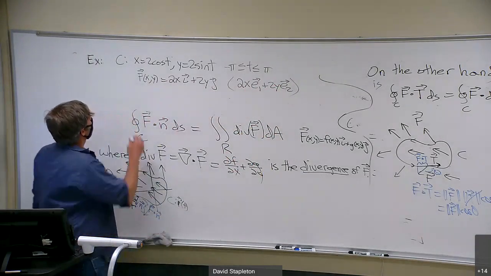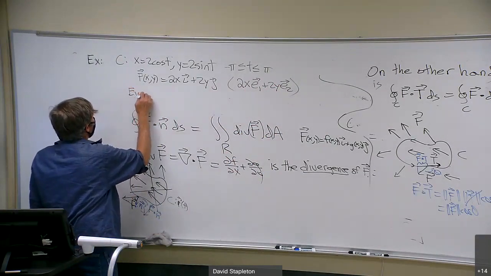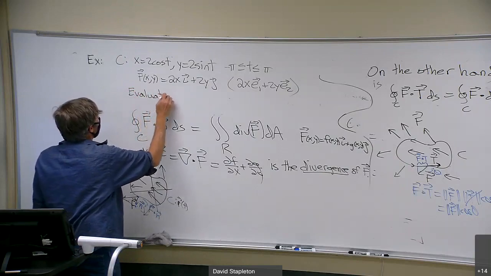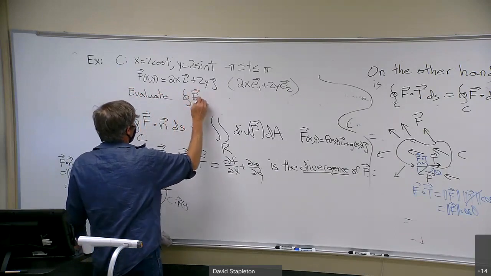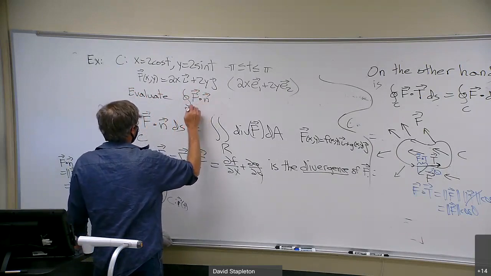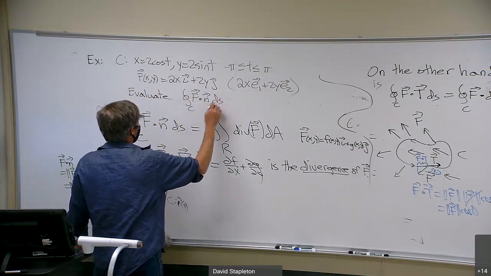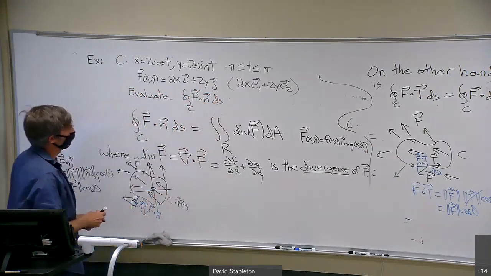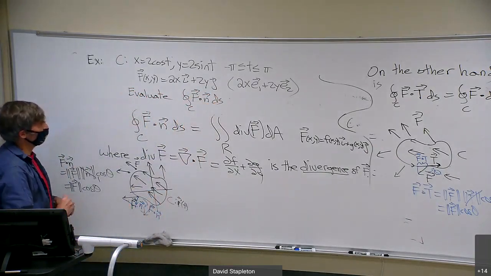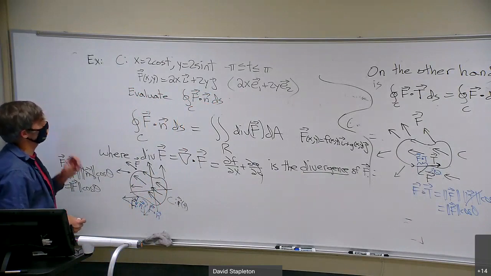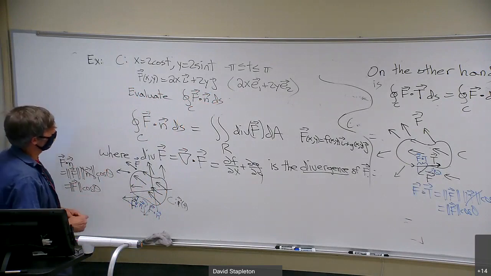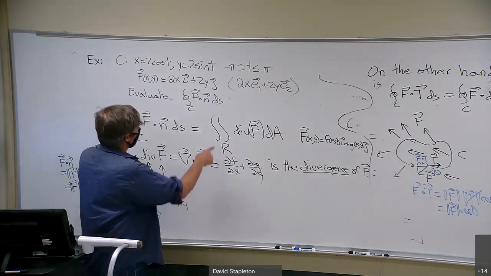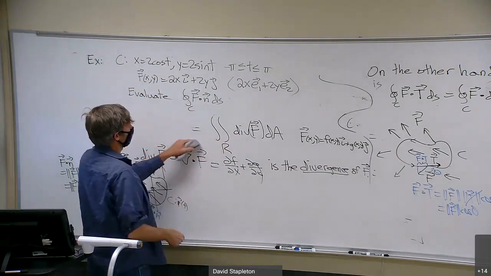All right, and then evaluate the flux, the fluid flowing through the boundary curve. The integral of F dot N ds. How can we evaluate that? We could compute the unit normal, take the dot product, and parameterize the path and do all that work. Nothing wrong with that, except it takes a long time. Or we could use Green's theorem for flux.